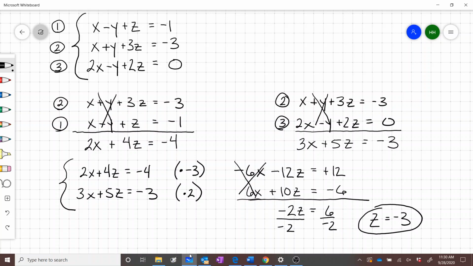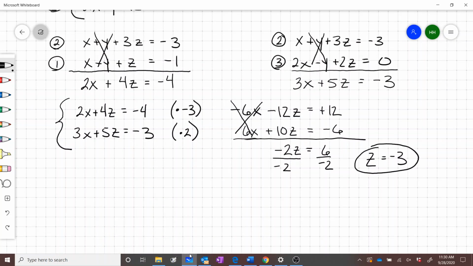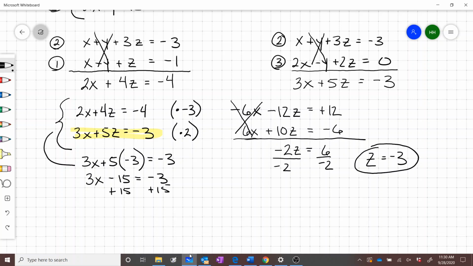If our z is equal to negative 3, we're going to go back to an equation that's got a z in it, and we're going to substitute. So I'm going to go back right here and substitute. So 3x plus 5 times z, which is negative 3, equals negative 3. So then 3x minus 15 equals negative 3. If we add 15 to each side, 3x will equal 12, and we can divide both sides by 3. Your 3's cancel, and your x is equal to 4.